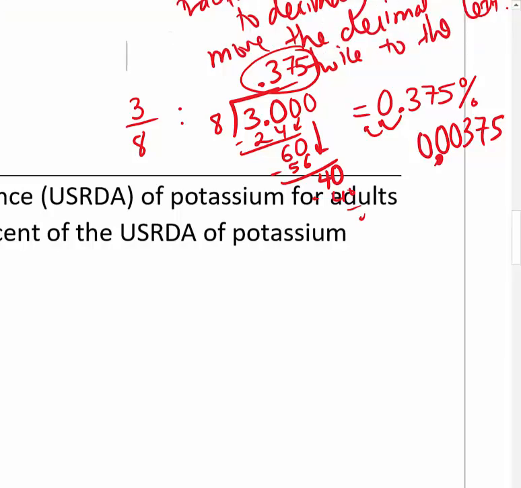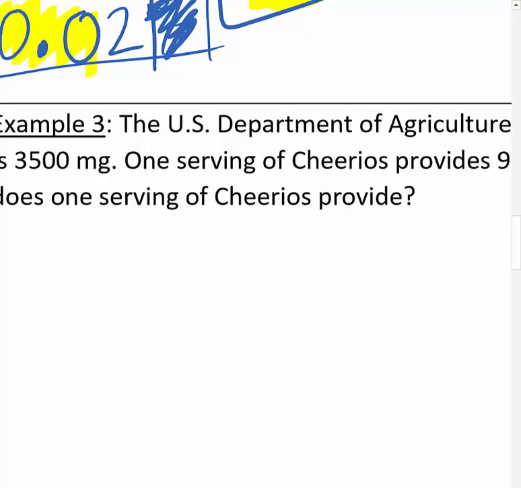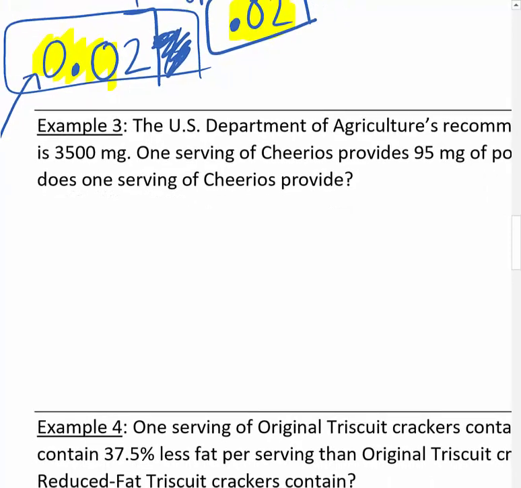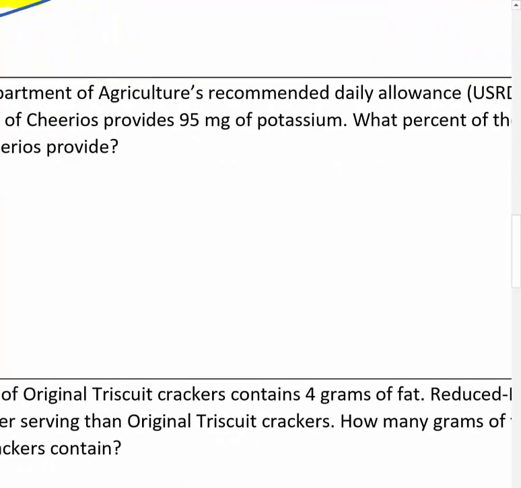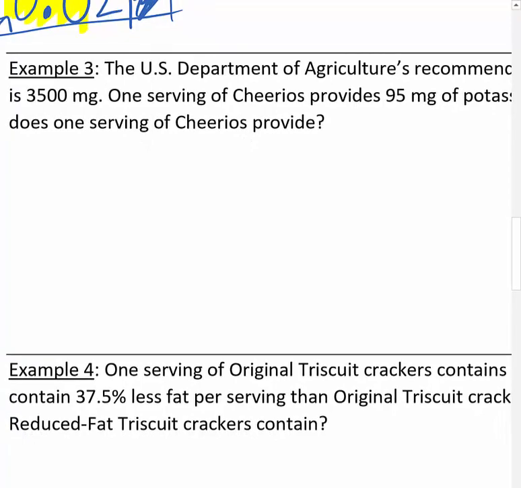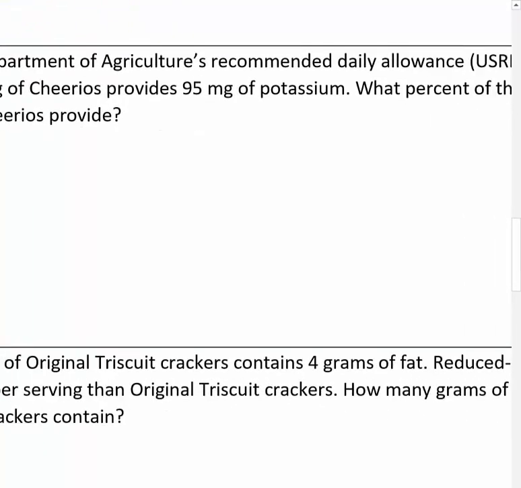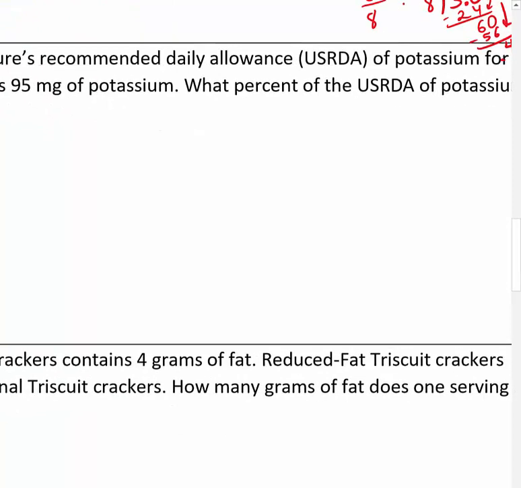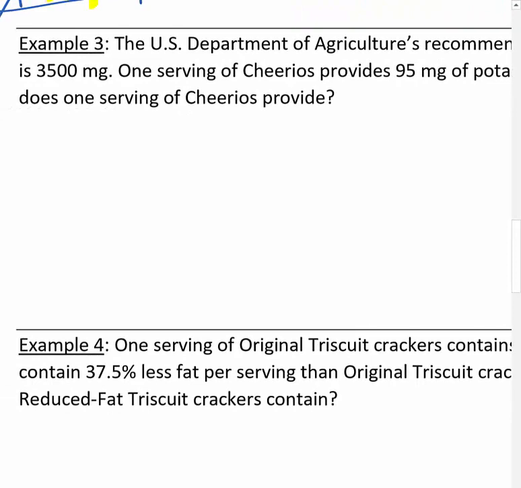Alright, now what are we doing? Example 3. Now that's more exciting. The U.S. Department of Agriculture's recommended daily allowance of potassium for adults is 3,500 milligrams. One serving of Cheerios provides 95 milligrams of potassium. What percent of the USRDA of potassium does one serving of Cheerios provide?